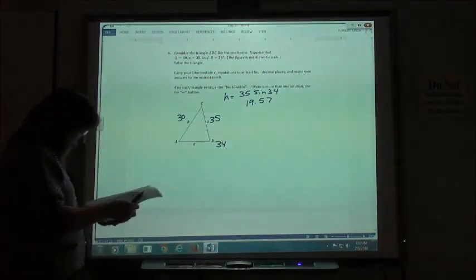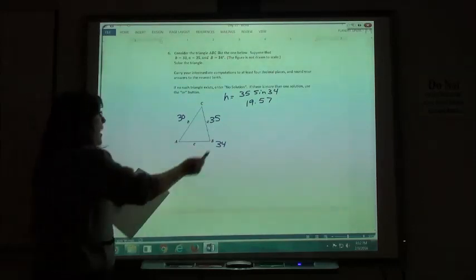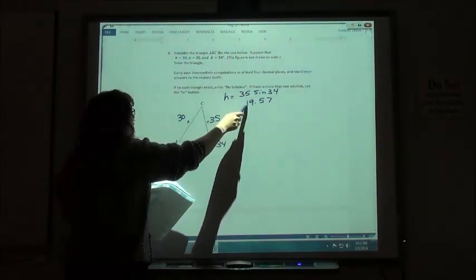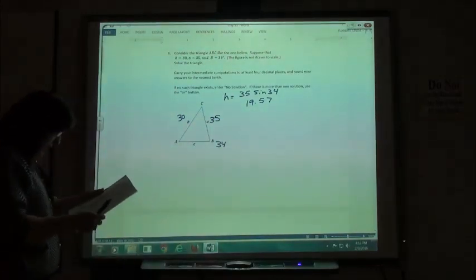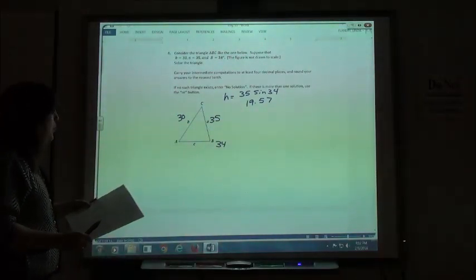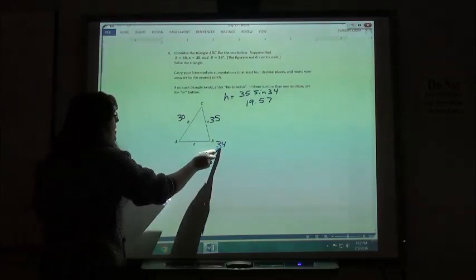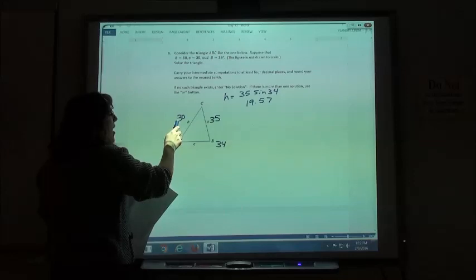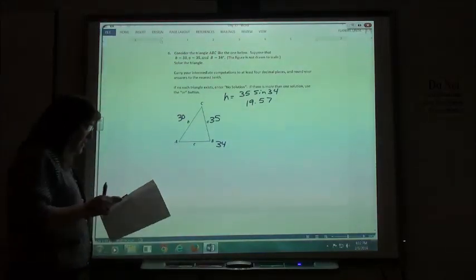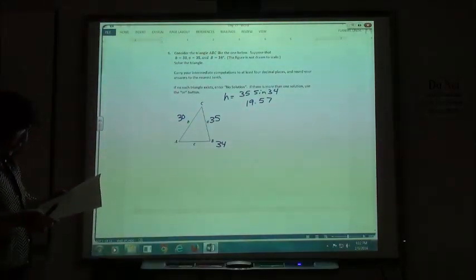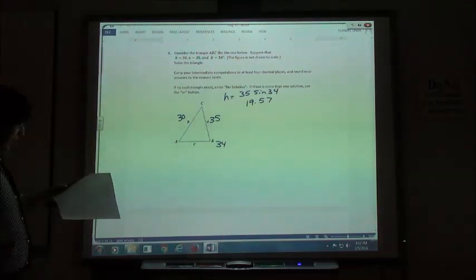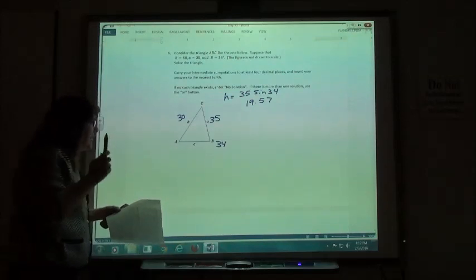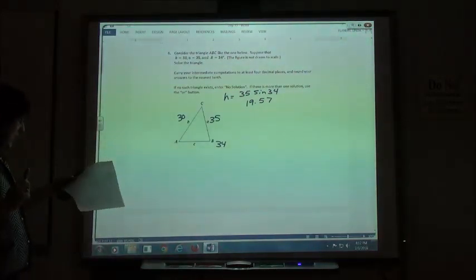So now we check. Is h equal to the opposite side? The opposite side is 30. Well, nope, it's not equal to that. Is the opposite side greater than the adjacent side? My opposite side is 30, my adjacent is 35, so no. The opposite side is not greater than the adjacent side, so we know we don't have one triangle. So we check the next part. Is the opposite side less than the adjacent side? Yes. The opposite is less than the adjacent.